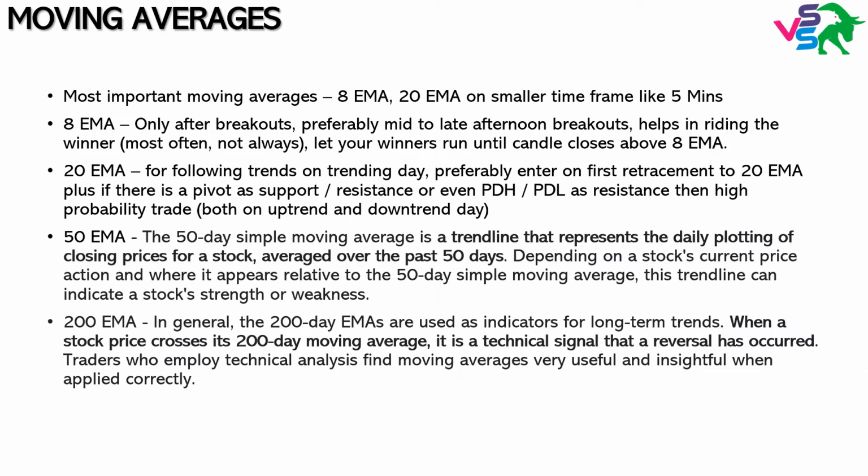If there is a pivot as support or resistance, or even PDH PDL as resistance, then it is a high probability trade, on both uptrend and downtrend days. 50 EMA. The 50-day simple moving average is a trend line that represents the daily plotting of closing prices for a stock, averaged over the past 50 days. Depending on a stock's current price action and where it appears relative to the 50-day simple moving average, this trend line can indicate a stock's strength or weakness.